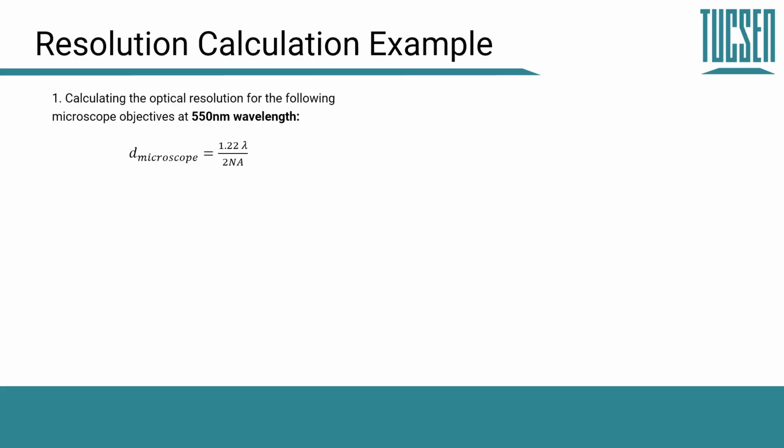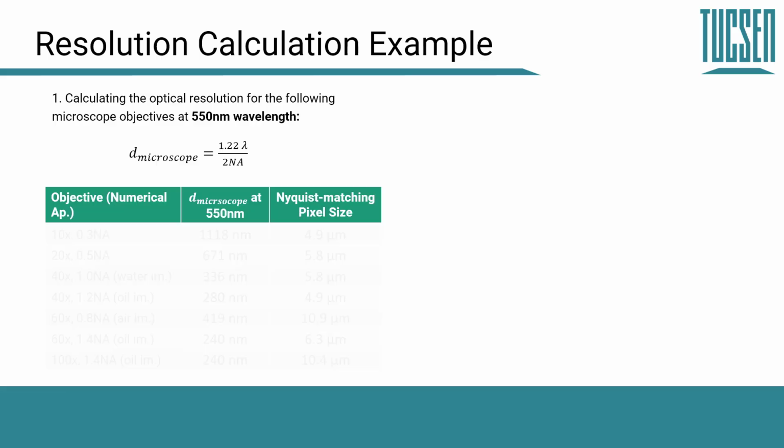Once again, we've got this formula for calculating the resolution of our microscope, the smallest detail we can resolve, where D microscope is equal to 1.22 times the wavelength of light coming into our microscope and into our camera, divided by 2 times the numerical aperture of that microscope objective. If we look at some different microscope objectives and the values they give us for these equations, we can then look at the Nyquist matching pixel size for that particular objective. So say you had a camera specification sheet in front of you, this would be the value that you would compare against that camera's pixel size.